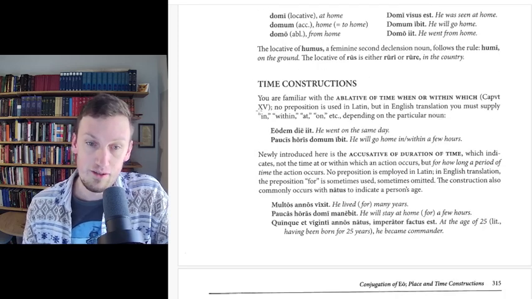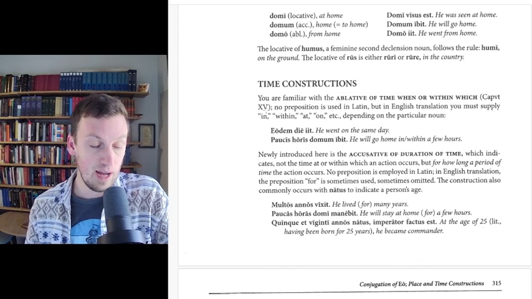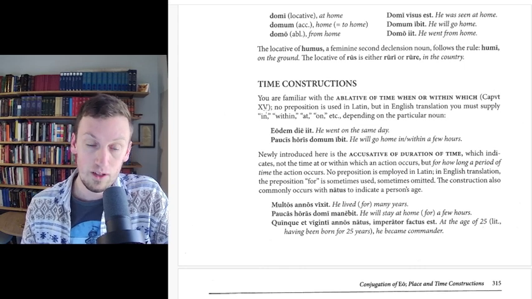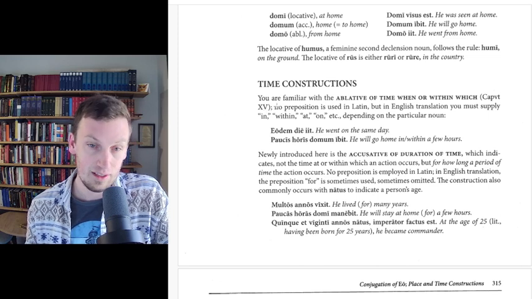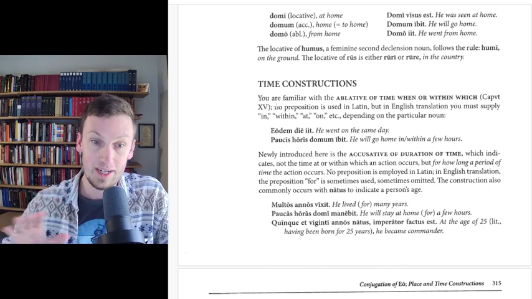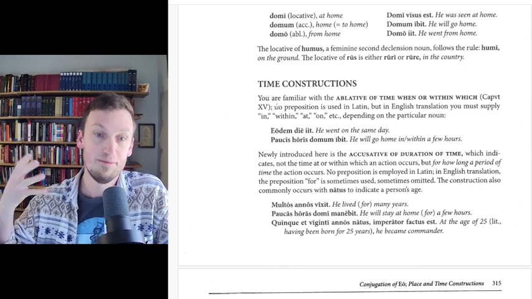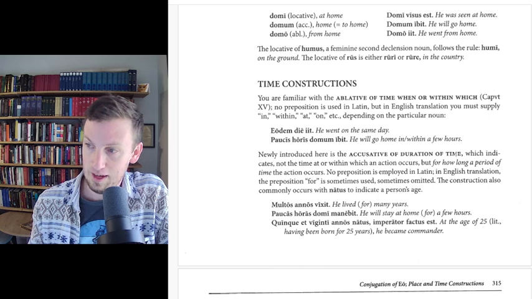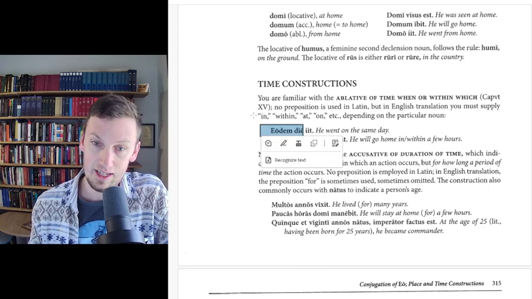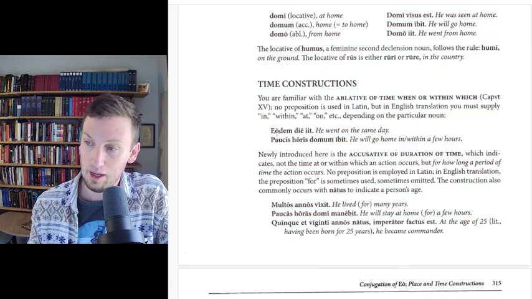Lastly, you've got the two time constructions. There's an ablative of time, a temporal ablative, which is the time at which. So think of that as the locative use of the ablative applied to time. So where is it happening, but in time. So when is it happening? So you have on the same day, eodem die, on the same day.